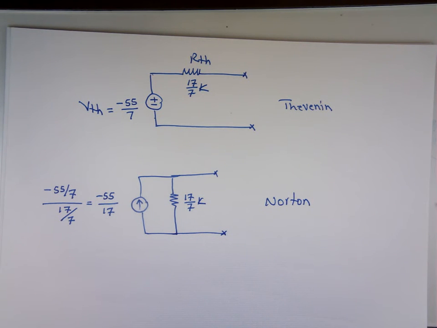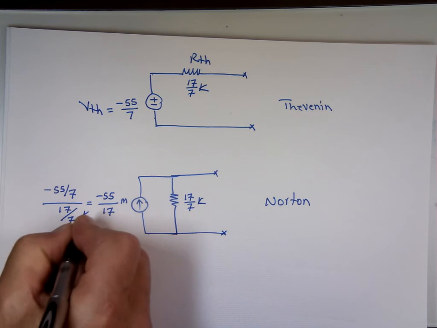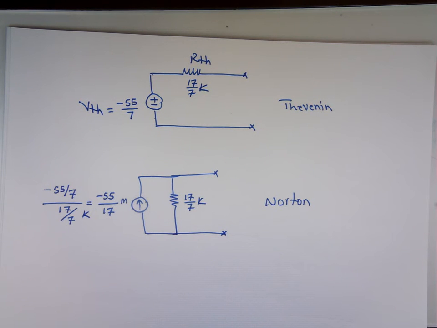So a lot of people, once they find Thevenin, if they ask for Norton, source transformation. And if I divide negative 55 by 17, I get negative 3.235. Is that what we have? Negative 3.235 milliamp. I should have said milli here, because that's K here. So that was one of the questions.